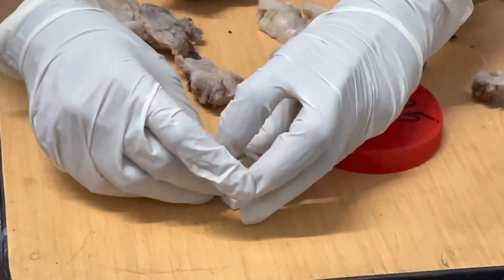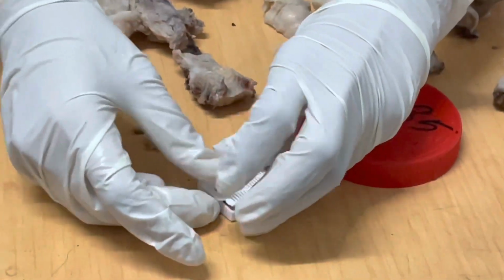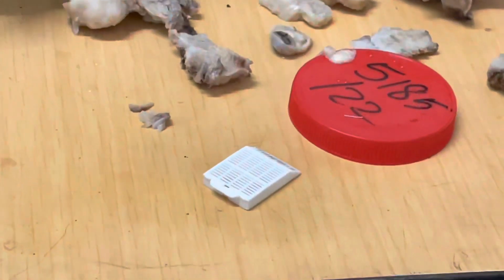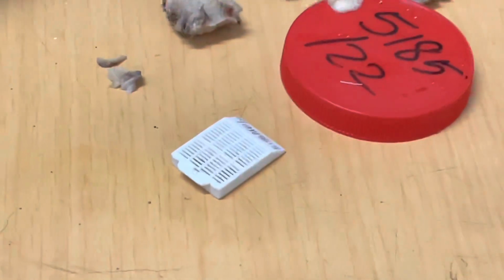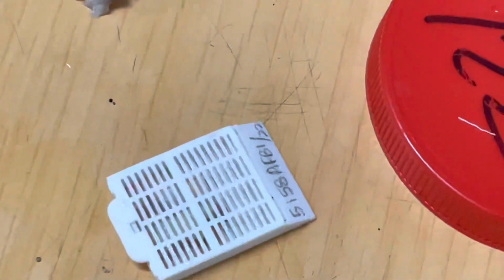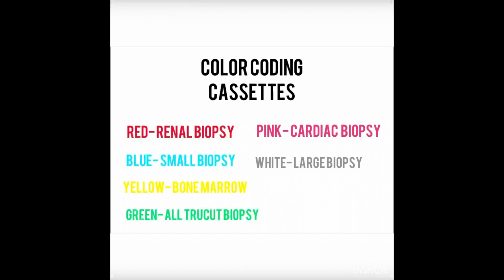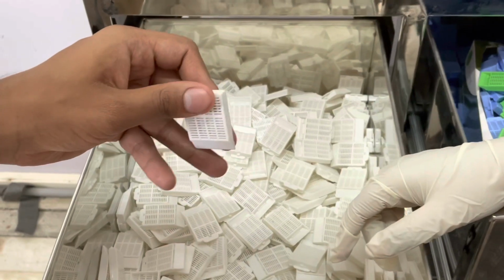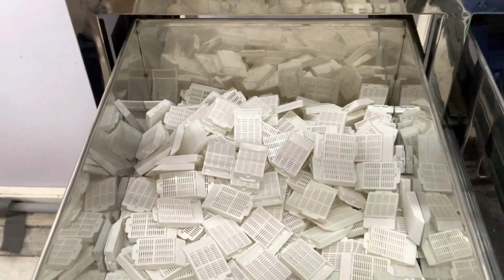The cut samples are then placed in cassettes and taken for further processing. There are 6 different types of cassettes based on color: red for renal biopsy, pink for cardiac biopsy, blue for small biopsy, white for large biopsy, yellow for bone marrow, and green for all true cut biopsies.